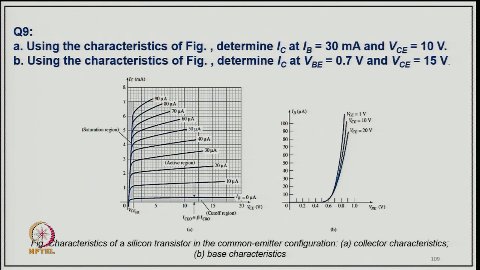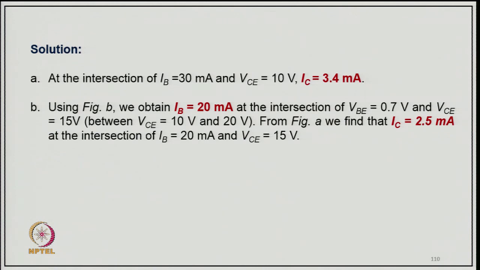Coming to example 9: using the characteristic of the figure, determine the IC for IB 30 milliampere and VCE 10 volt, and using the characteristic of the figure, determine the IC at VBE equal to 0.7 and VCE equal to 15 volt. These are the characteristics given, and from this we can find at the intersection of IB equal to 30 milliampere and VCE equal to 10 volt, IC comes 3.4 milliampere. From figure B we obtain IB equal to 20 milliampere at the intersection of VBE of 0.7 and VCE of 15 volt, between VCE 10 volt and 20 volt. From the figure we can find IC equal to 2.5 milliampere at the intersection of IB equal to 20 milliampere and VCE 15 volt.